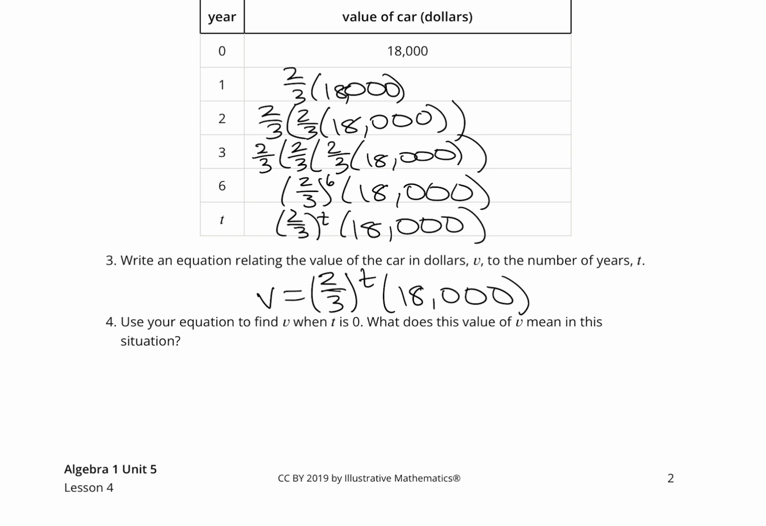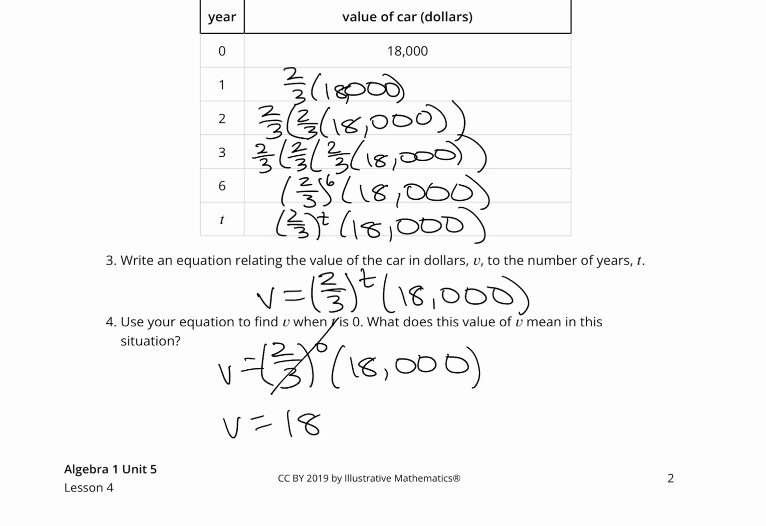Use your equation to find V when t is 0. What does this value of V mean in this situation? So if t is 0, that means year 0. And that's equal to 2/3 to the power of 0 times 18,000. And as we've seen in previous lessons, anything to the power of 0 is going to be 1. So this is just equal to 18,000, which makes sense because in year 0, when she gets the car, it's worth $18,000. So to explain what the value means, I need to write some words.